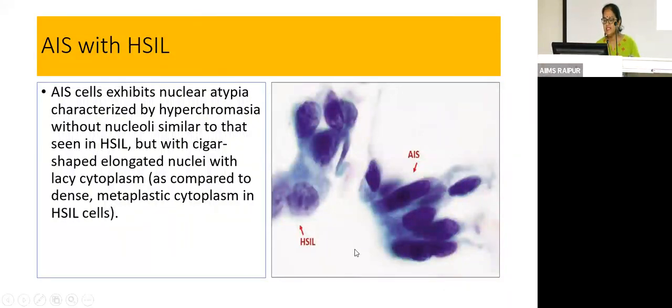Okay. So you can see in this smear, the AIS cells on the right and the HSIL cells on the left. Okay. So the AIS cells exhibit nuclear atypia, nuclear enlargement, hyperchromasia without nucleoli, which is similar to that seen in HSIL. But the nuclei are cigar-shaped. They have lacy cytoplasm compared to the HSIL cells, where the cytoplasm is more dense. So the more you keep observing this morphology, you'll be able to appreciate what is dense cytoplasm and what is lacy cytoplasm. All right.